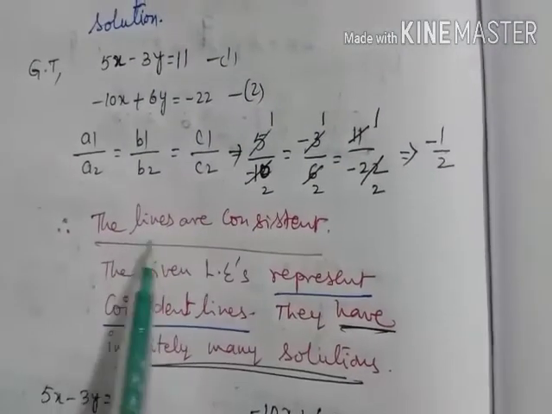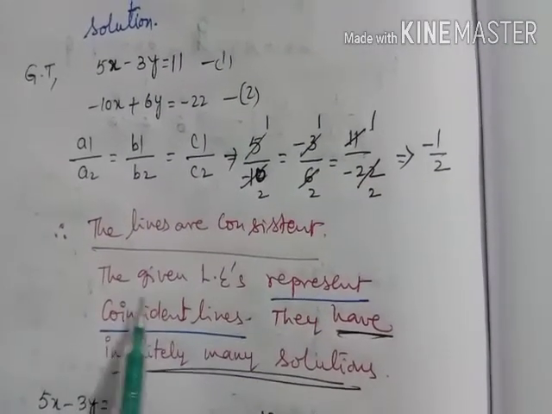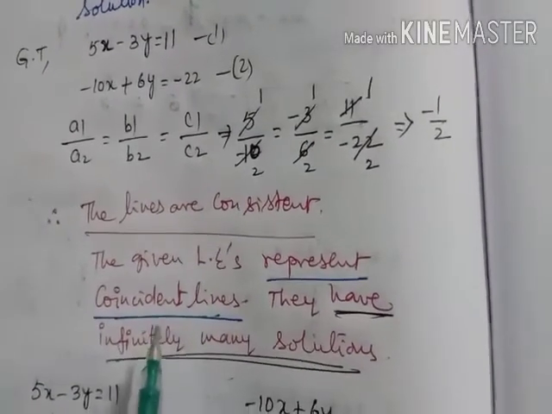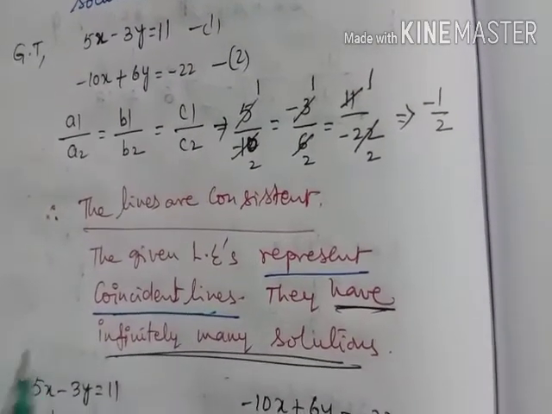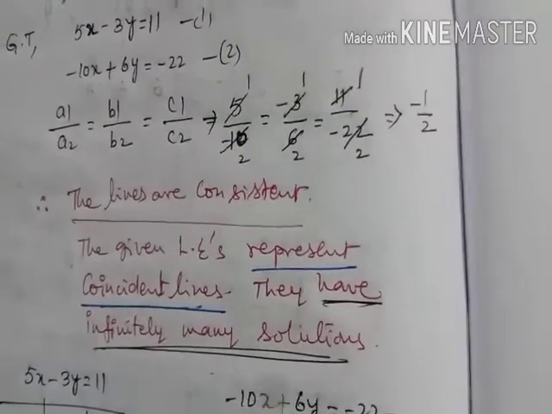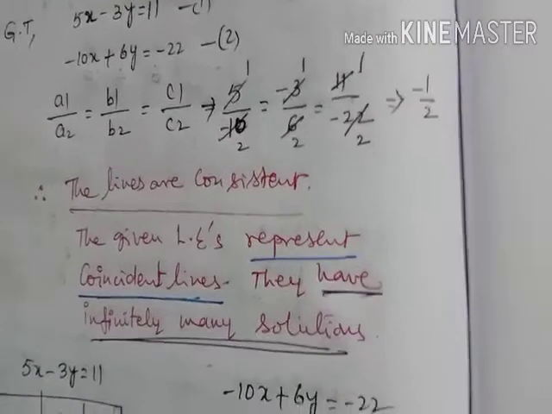So the lines are consistent. The given linear equations represent coincident lines. Coincident lines means having one line lying on top of another line. So it has infinitely many solutions.